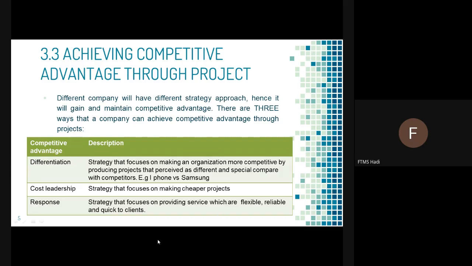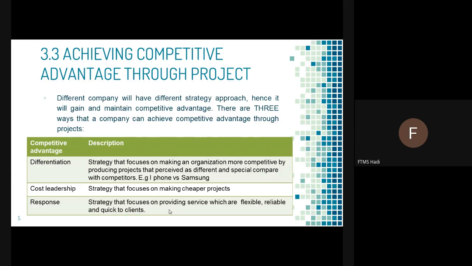And the last one, response. This is the strategy that focuses on providing services that are flexible, reliable, and quick to clients. Response means focusing more on services, projects related to services. For example, a call center project, a website building project, a project to come up with a web platform, or perhaps an entertainment project.